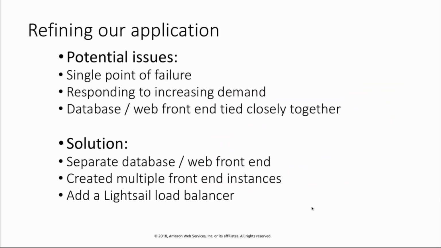Well, first of all, it's a single point of failure. You have one instance. So if that instance goes down, then your web app goes away. There's also no way to really handle increased demand. So if your web front end gets hammered, you have no way of scaling that out because the database and the web are running on the same instance. So you can't just clone that instance because then you've cloned your database. So you don't really have the right architecture to do that. So what we need to do to fix this is go ahead and separate the database from the web front end.